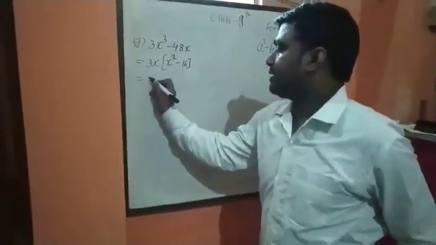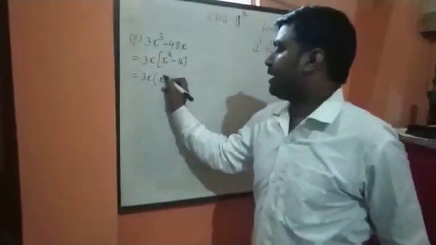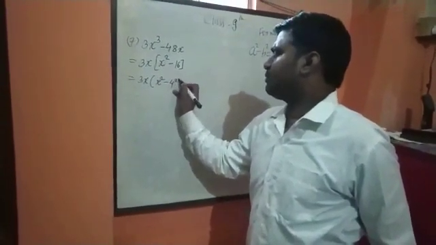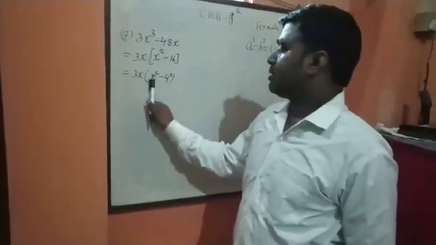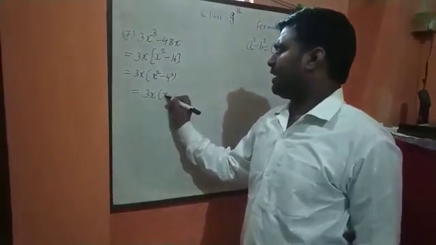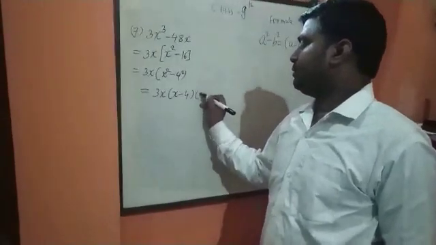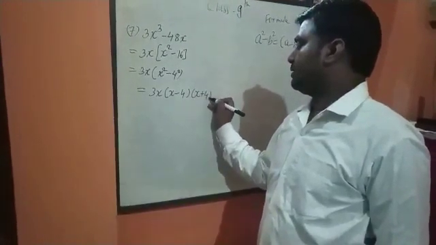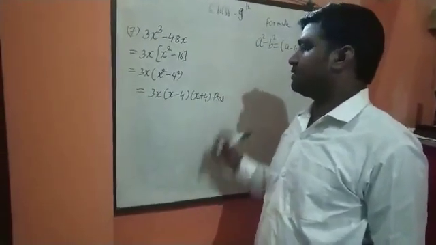Now this becomes x square minus 4 square. So in the next line we may write x square minus 4 square. So it is the form of a square minus b square. We have in one bracket x minus 4 into x plus 4. This is our required factorization.